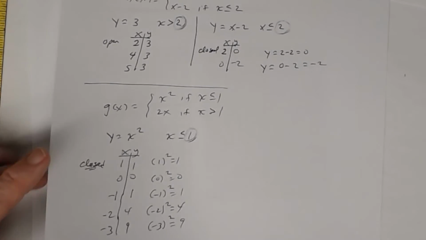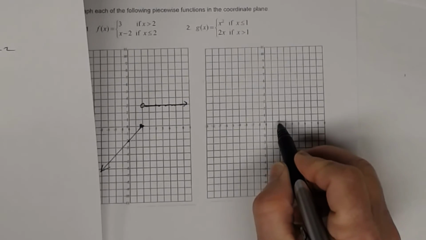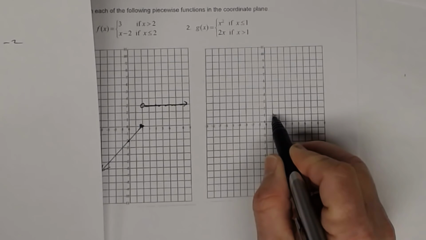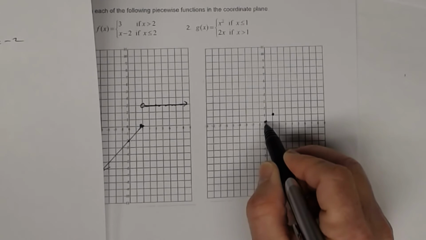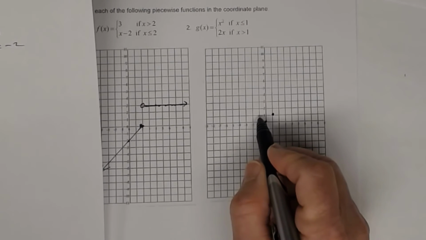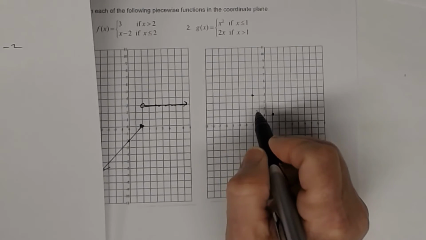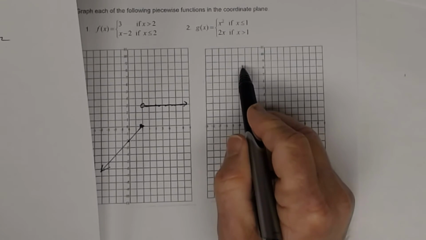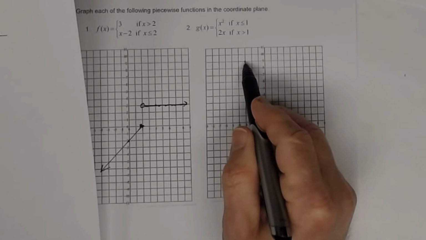All right, so let's go ahead and plot these points. So I have 1, 1, 0, 0, negative 1, 1. Here's what I have: 1, 1, closed circle; 0, 0, the origin; negative 1, 1; negative 2, 4; and negative 3, 9. Since the grid's given, I expect you to find those points.